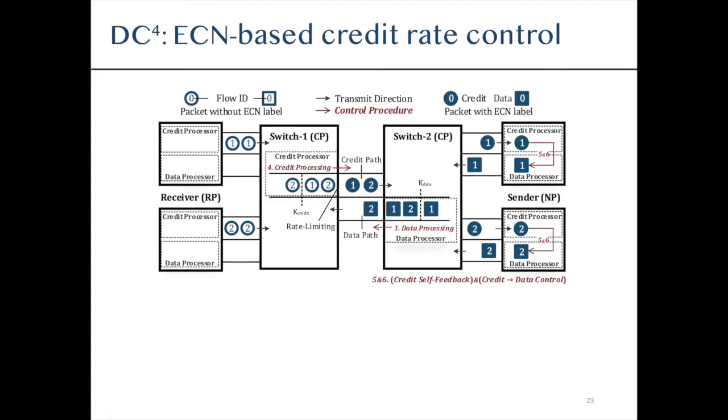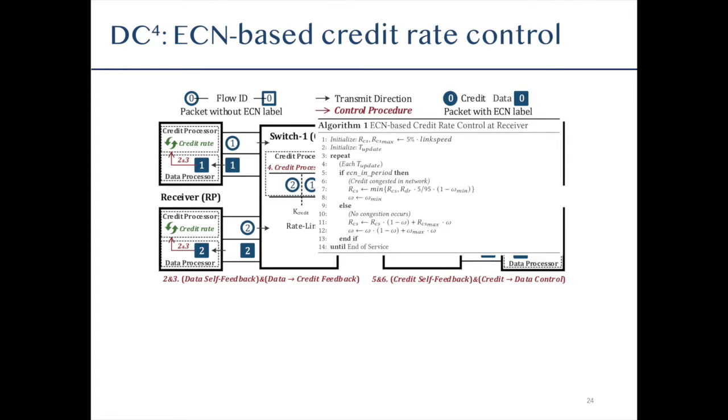When the data queue length exceeds the threshold K data, the data processor marks the data packets with an ECN label. Otherwise, the switch discards data packets when the data queue overflows, and the sender performs data retransmission based on the data sequence number. When the data packets arrive, the receiver will update the credit sending rate based on the Shan algorithm. By doing this, data queue congestion and credit queue congestion can both be regulated by the ECN-based credit rate control mechanism.